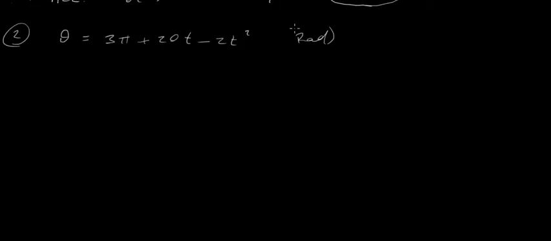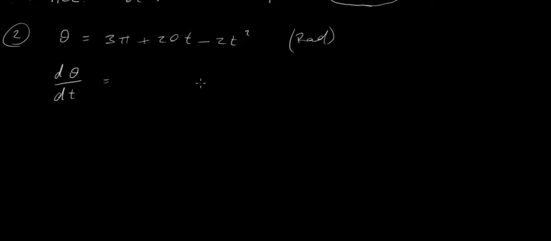We'll use radians here. Okay, so the first question is: what is the rate of change of the angle with respect to time? The rate of change of theta with respect to time. In other words, we're looking for dθ/dt. So you just simply differentiate this here.